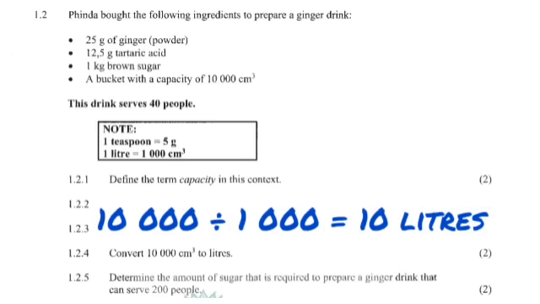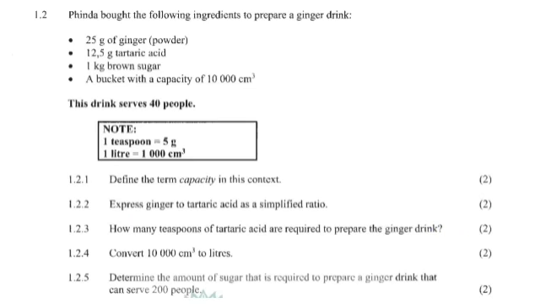1.2.4 says convert 10,000 centimeter cubes to liters. You simply divide by 1,000. Where do I get it? Again, in my note, it said 1 liter is equal to 1,000 centimeter cubes. And when I divide it, it gives me 10 liters. You have to be comfortable with playing with your conversions.